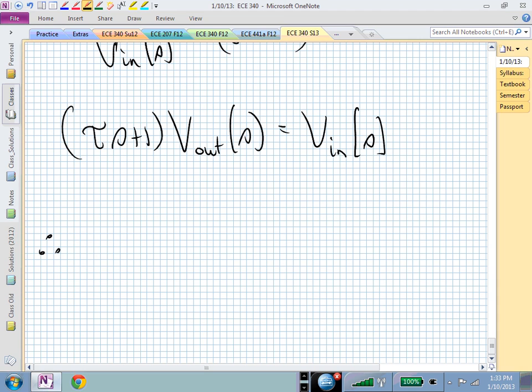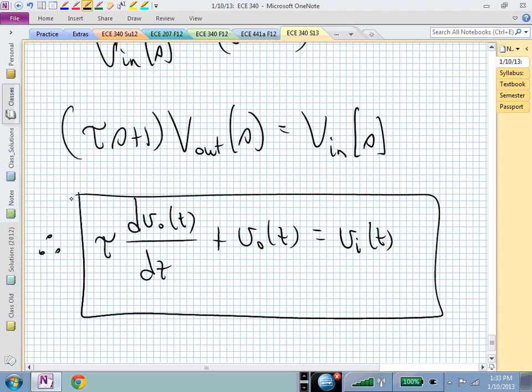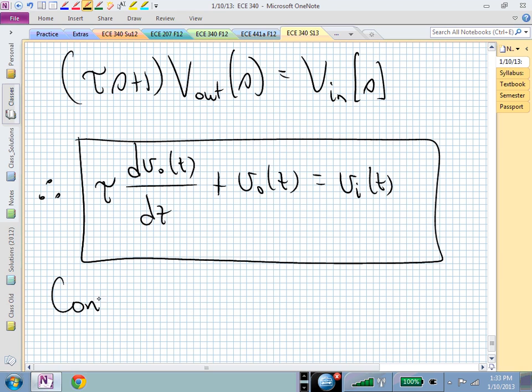In the time domain, I now have this differential equation. I now have tau dv naught of t dt plus v naught of t is equal to v sub i of t. Maybe you saw that when I said a low-pass filter. This is now a continuous time differential equation.